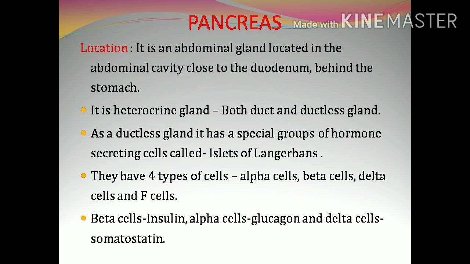As a duct gland, it secretes digestive juices which break down nutrients. For the digestion purpose, the pancreas secretes pancreatic juice, and it is poured into the duodenum, which is the beginning of the small intestine.